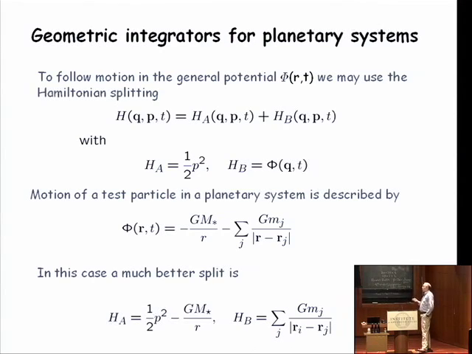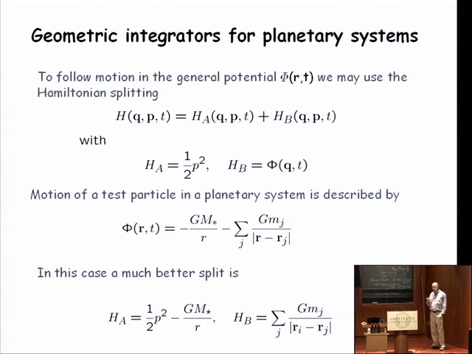The natural thing to do is to say, well, I'll integrate this with Leapfrog. I'll take HA to be the kinetic energy term, HB to be the gravitational potential, and that's a perfectly legitimate and perfectly fine integrator. But in fact, you can do much better. And the way you do better is to take the term from the central star or the sun and move it over into the first part of the Hamiltonian so that the second part of the Hamiltonian, HB, is only the planetary potential.